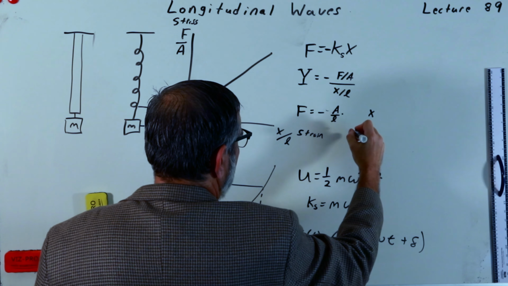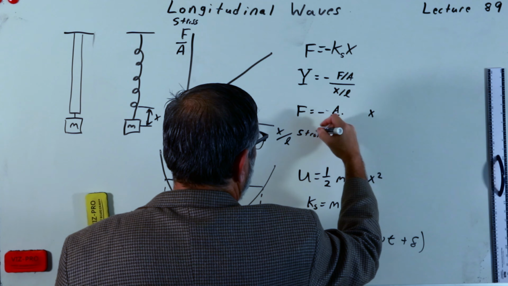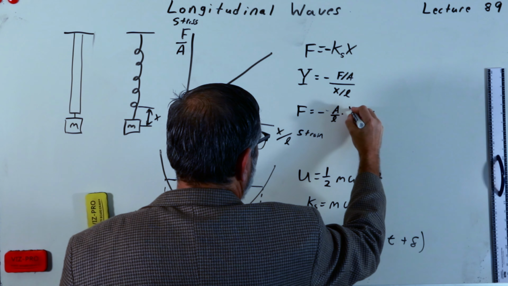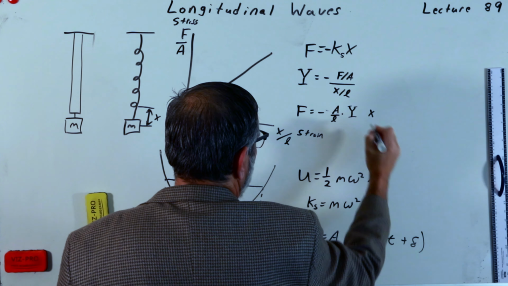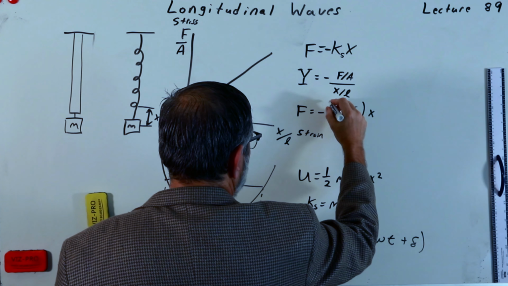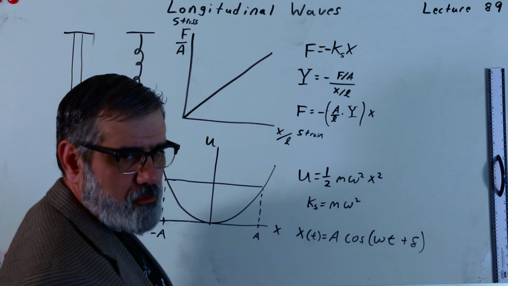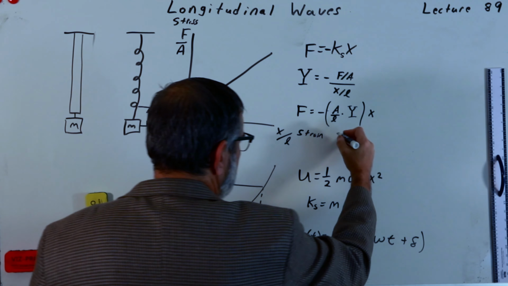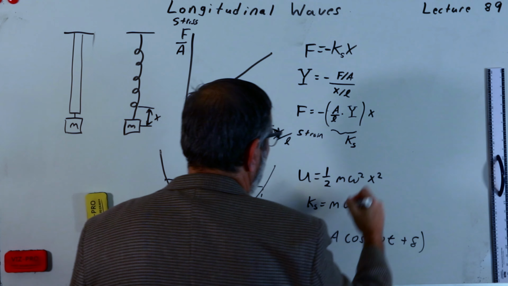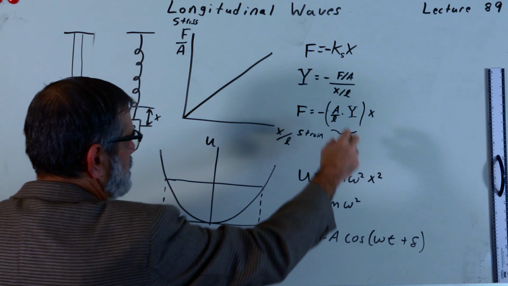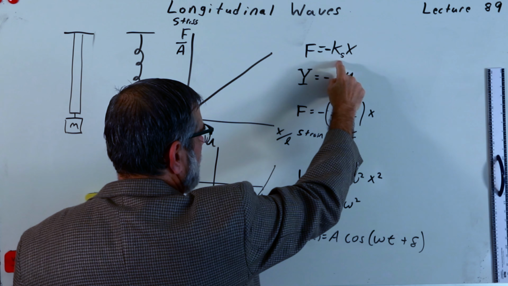Put the area up here, minus sign force, and then we have the Young's modulus here, right? So I'm going to put parentheses around this term right here. Yes? So I can think of Young's modulus written out in terms of the force. This is really kind of like the spring constant, Ks, this term here. Because for the spring, we had F equals minus K times X.